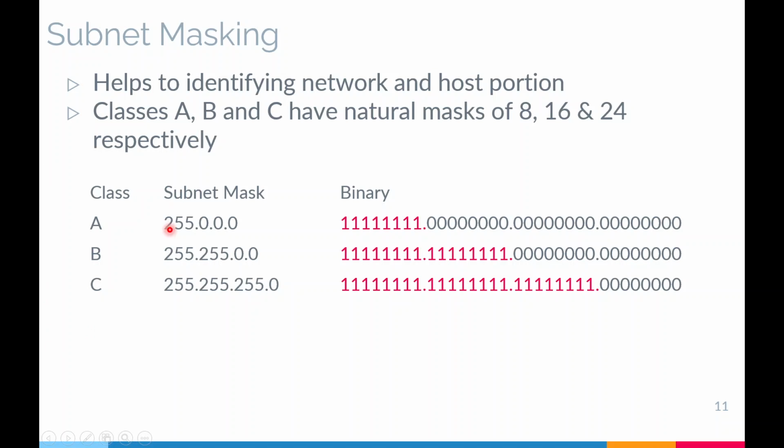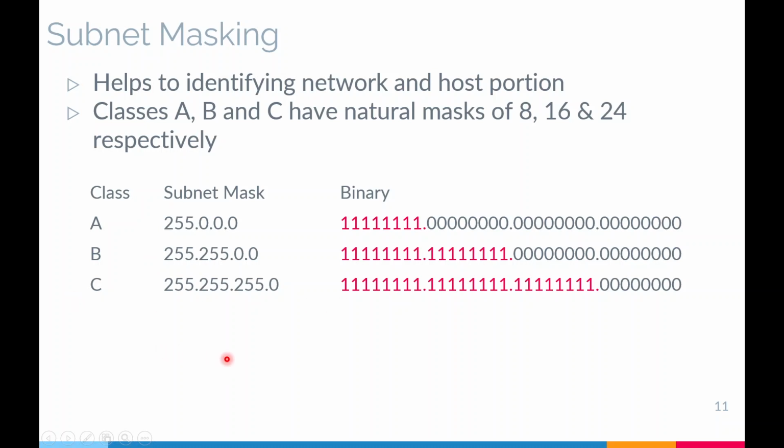So a subnet mask of 255.0.0.0 implies that the IP address belongs to class A, and this is the binary conversion. So the first octet is populated with only binary ones and the remaining are left empty. So this is the host portion and this is the network portion. Similarly for B and C.